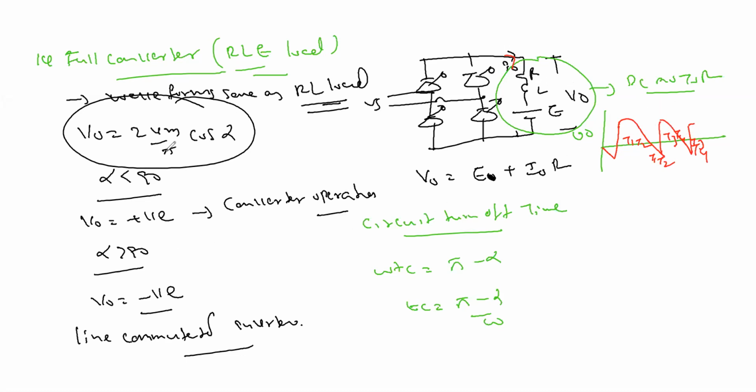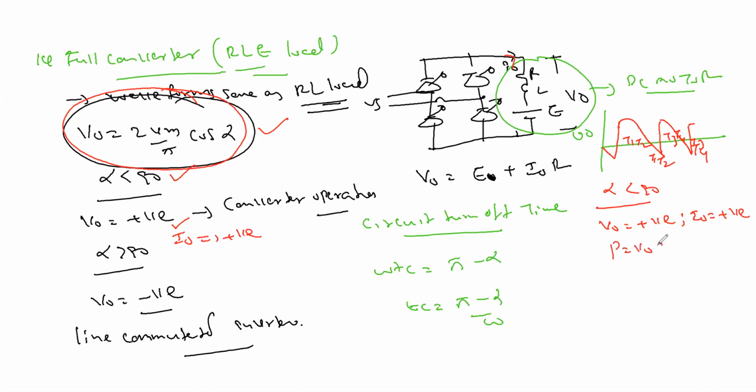So what I am doing here now, I took the average voltage V0 as 2Vm by pi cos alpha. If alpha is less than 90, what will happen? Cos alpha is positive, V0 positive. So look at here now, V0 positive, I0 is positive. I0 is always positive, top to bottom. So that's what I'm saying. Alpha less than 90, V0 positive. Check mathematically. I0 is positive anyway. So the power will be V0 I0. Where is the power coming from and going to? Power is coming from source to load. Do you agree with me? V0 positive, current also positive, power comes from source to load.